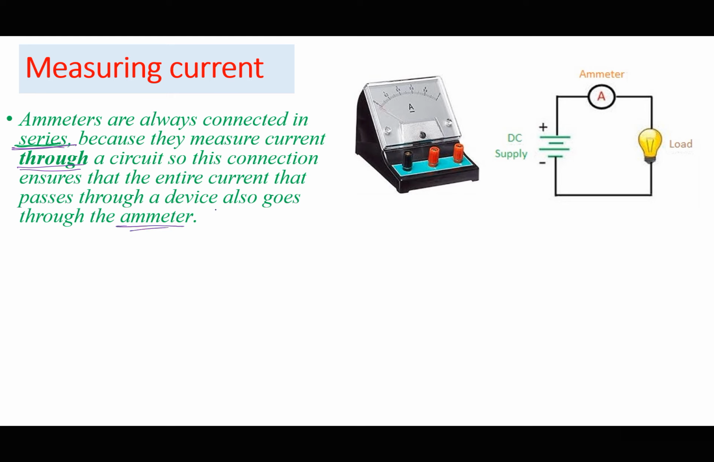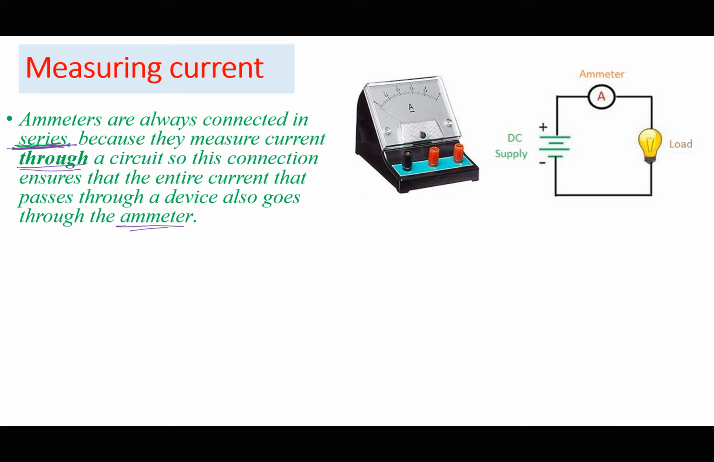So we can't connect the ammeter across a device, because if we connect it across a device, some current may branch into the ammeter and another amount of current continues in another branch. However, we connect the ammeter in series with a circuit, so that we measure the current which goes through the ammeter as being the current which goes through the whole circuit. So that's why the ammeter should be connected in series.